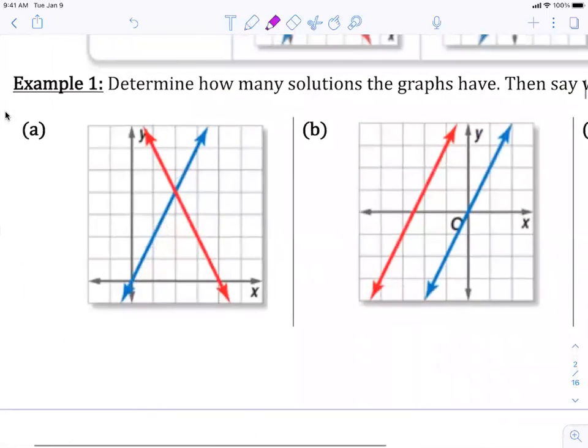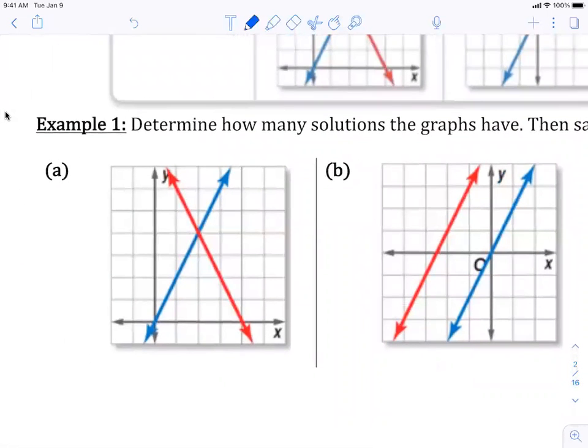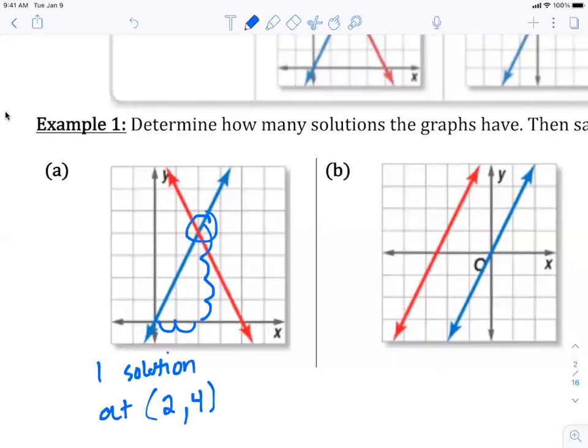So if I was going to say how many solutions are there, well, this one, my lines cross, so there's only going to be 1 solution. And at what point is it where they actually cross? Well, I go right 2, up 2, 3, 4. So that solution would be at the point (2, 4).